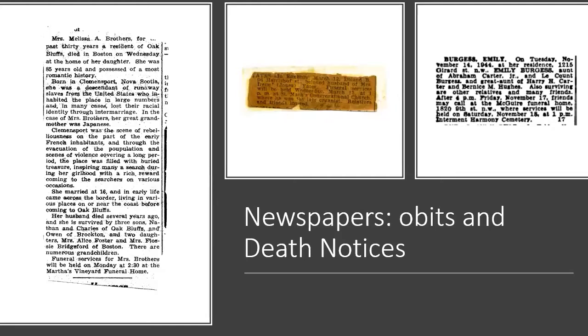Now, these are examples of newspaper obituaries and death notices. The one on my left here is Melissa Brothers. She was the wife of George William Brothers, and it says she was born in Clementsport, Nova Scotia. Some of it I'm not sure about in terms of who gave it, but it gives you a little bit of information about her life and her history, and where the service is going to be held. The funeral is going to be held at Martha's Vineyard Funeral Home on a Monday.